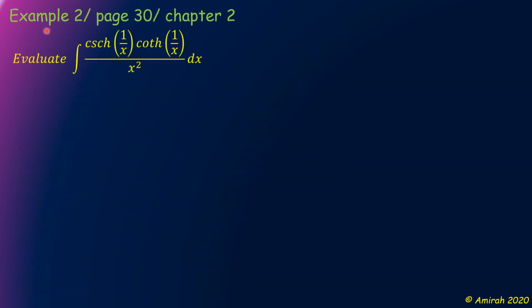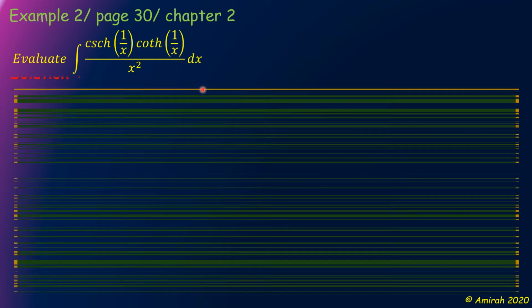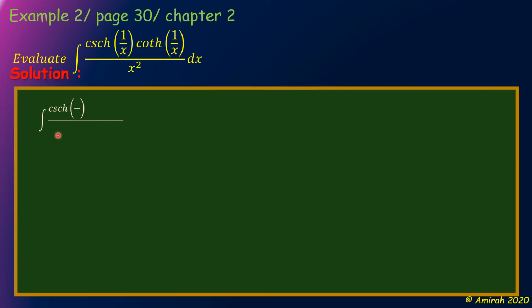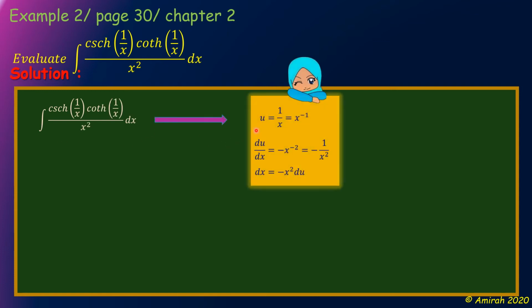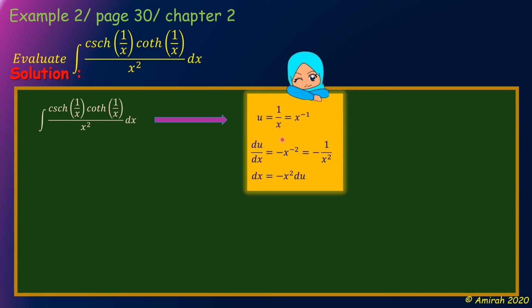Now, we continue with example 2, page 30, chapter 2 in your handout. Evaluate the integration of cosec 1 over x cot 1 over x, over x squared, dx. To integrate this question, we can use u substitution. We choose u equals 1 over x because if we have cosec u cot u, we can refer directly in the appendix, in the hyperbolic function.